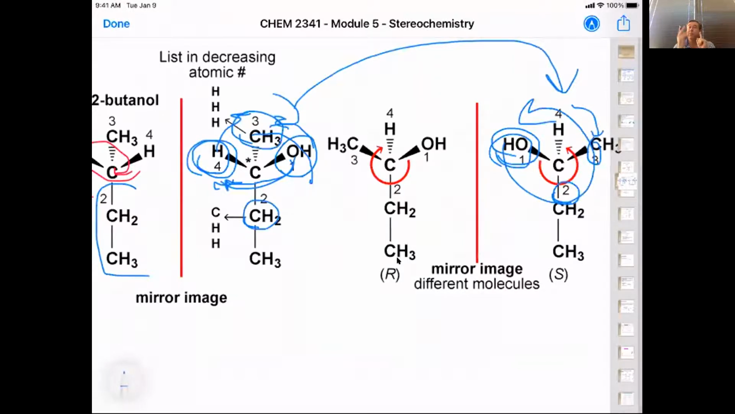So 3 things. Number 1, we've correctly assigned our configuration by looking at clockwise, counterclockwise. We've correctly assigned our priorities because of our priority rules, and we have correctly been able to translate our mirror image to show what our other enantiomer is. So going back to your enantiomers, it's always a pair of enantiomers. One is always going to be R, the other one's always going to be S. So when you draw them, they need to be non-superimposable mirror images, and one is going to be R and one is going to be S.